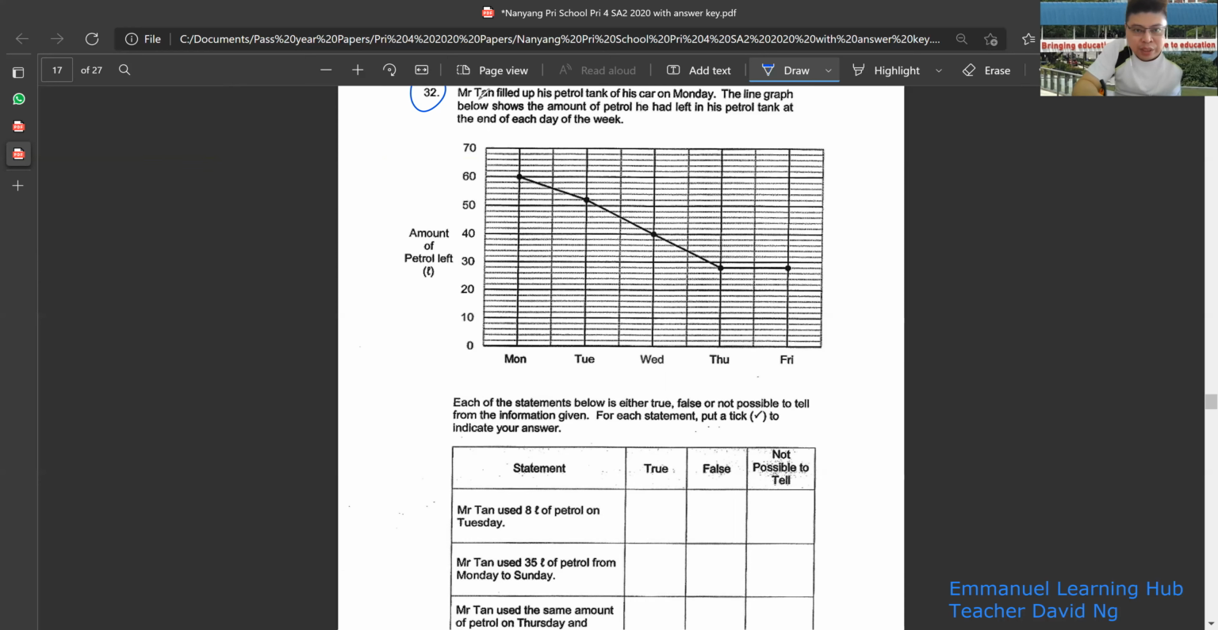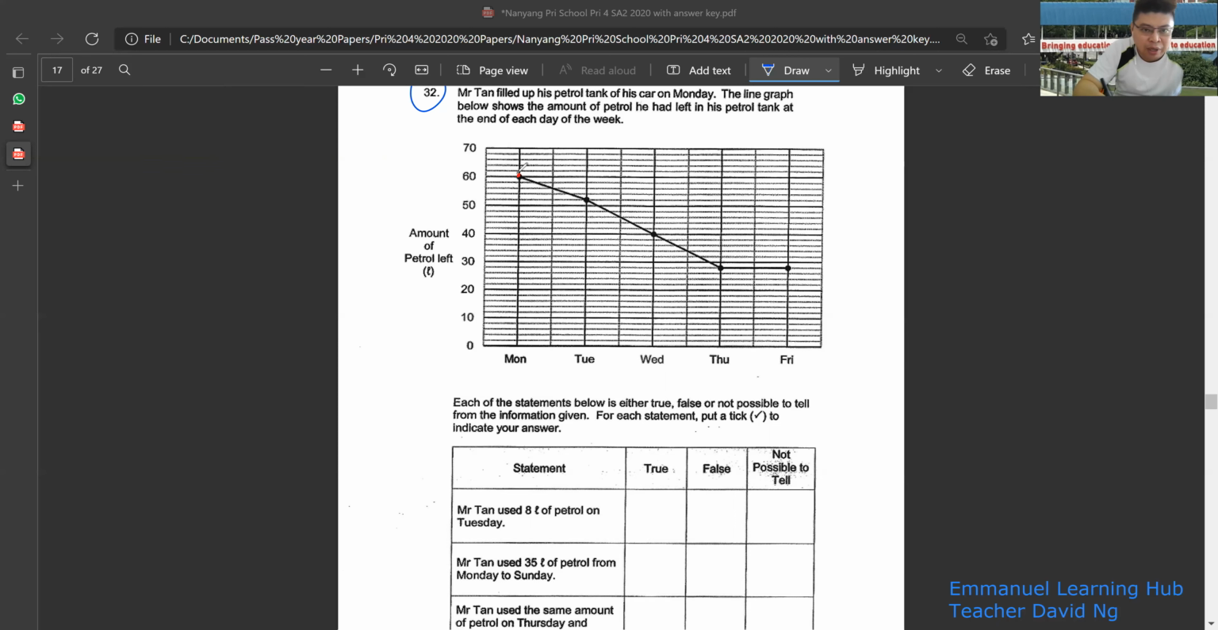Okay, 32, it says that Mr. Tan filled up the petrol tank of his car on Monday. The line graph below shows the amount of petrol he had left in his petrol tank at the end of each day of the week. That means he filled up his petrol tank on Monday. But at the end of Monday, he had 60 liters left.